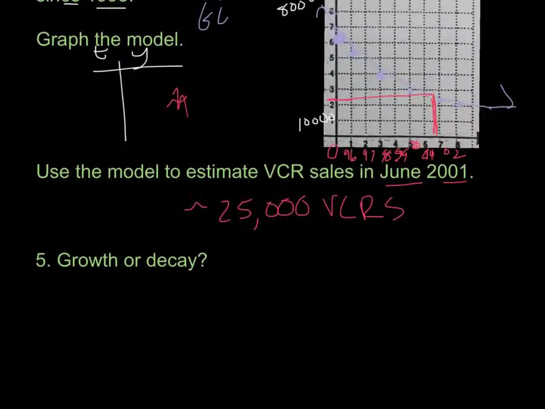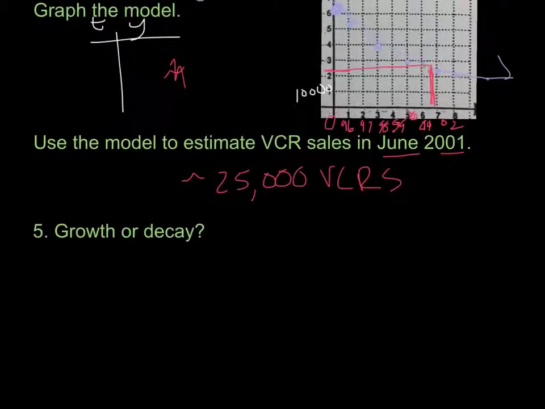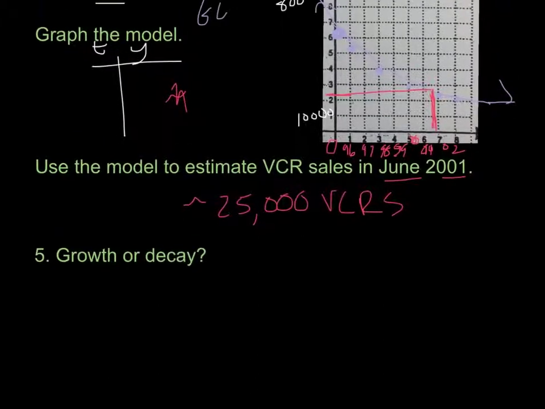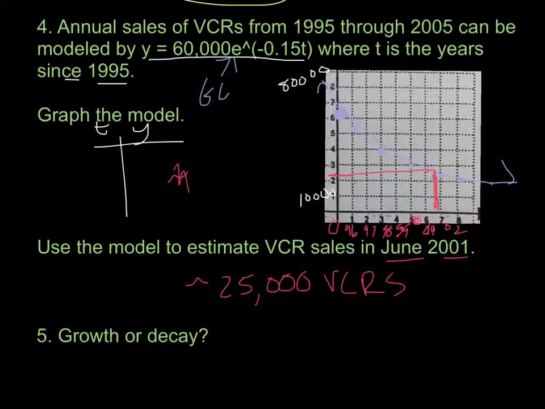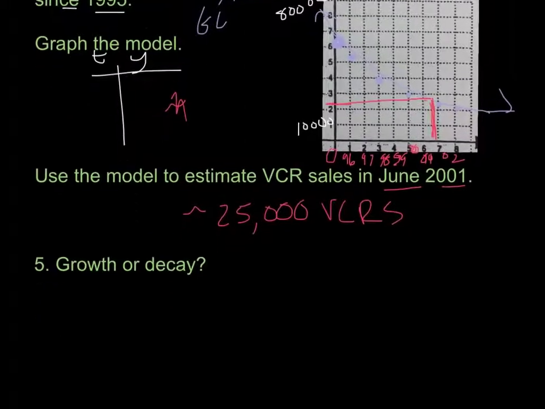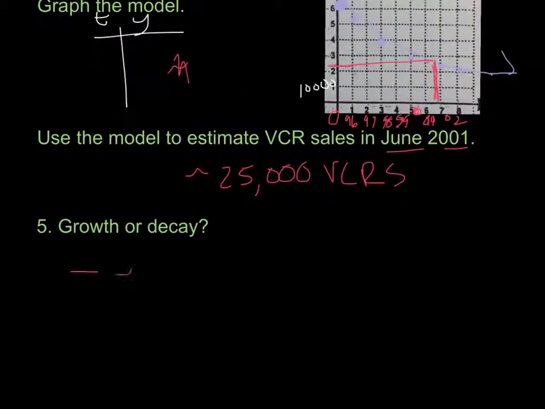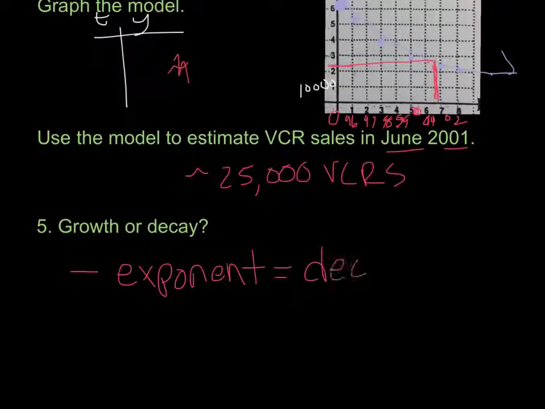So, okay, how do you tell with an exponential model that uses the number E, how do you tell if it's growth or decay? Well, in the last model, we had 60,000 E to the negative 0.5t, and I want you to notice that negative sign there. That negative sign is what caused it to be decay. If that was a positive sign, it would be growth. So, negative exponent equals decay. Positive exponent will be growth.